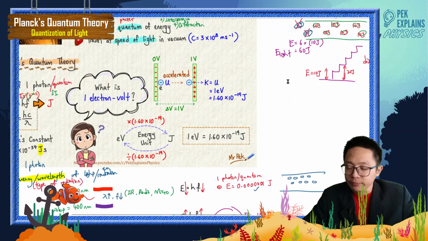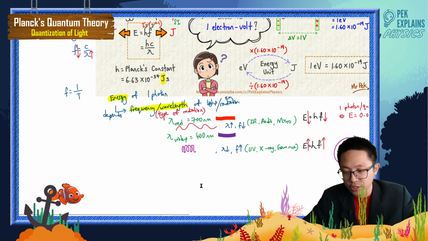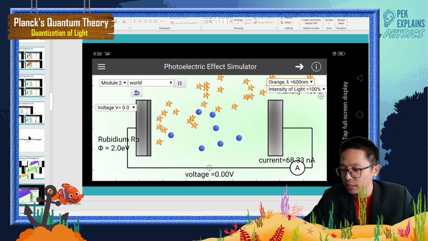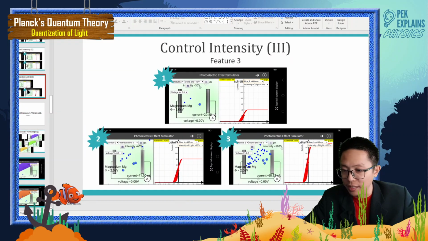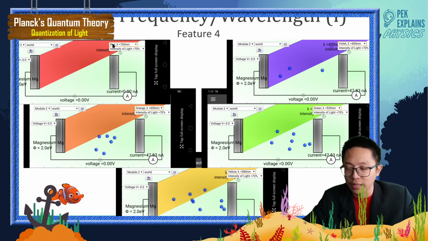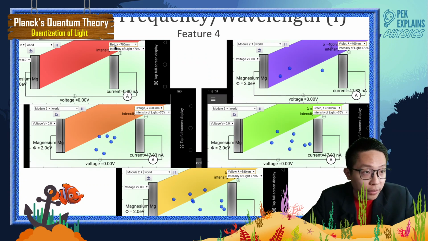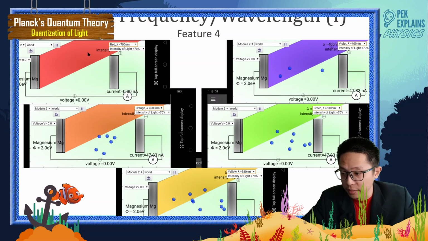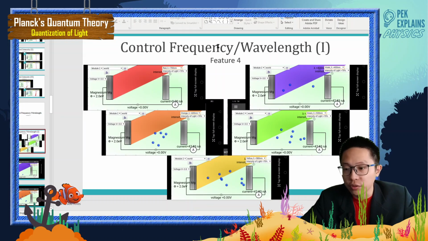So energy depends on the type of radiation. I can show you here, I have a simulation for you to see. Here, red light has a wavelength of 700 nanometer, and violet light has lambda equal to 400 nanometer. So control the frequency, control the wavelength. Different frequency or different wavelength means a different type of light: red, violet, orange, green, yellow, or maybe microwave, radio wave or X-ray. Okay, I hope you are really clear about that.